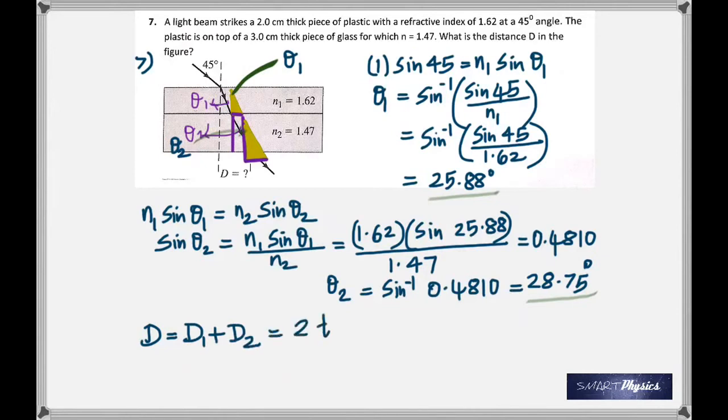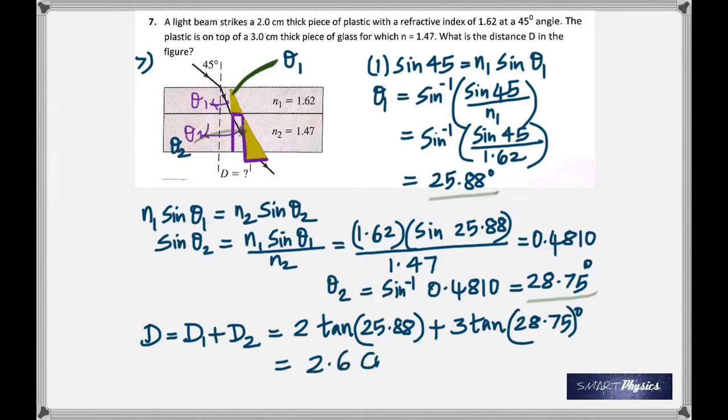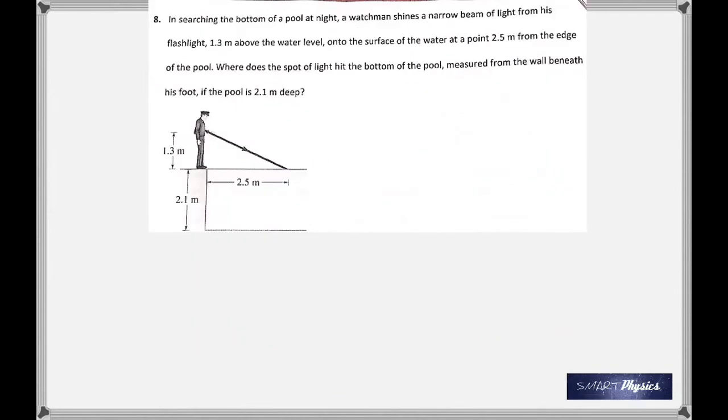So once you get theta 2 and theta 1, all you got to do is take the tangent in both those triangles. Okay, I'm trying to make it a little bit more clear. I hope you understood this. And in this one, the watchman shines a narrow beam of light, and it's a similar kind of problem as before.